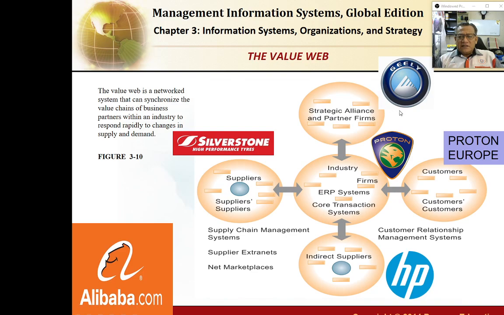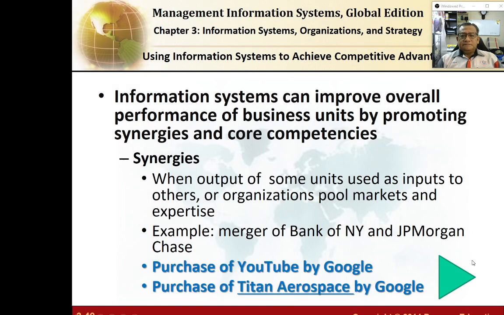So these are all the value web, in which Proton is linked with Geely, Proton with Silverstone, Proton with its subsidiary on different continents of the globe, like in Europe, and Proton with the supplier. So this is what they call a web of value, or value web.